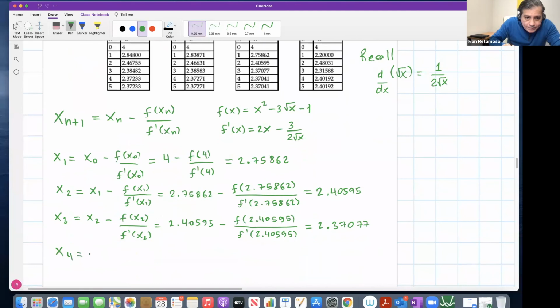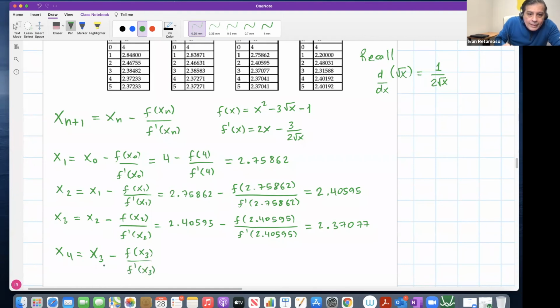X4 now. Someone wrote in the chat asking whether it would always take 3 times. Sometimes it takes 4 times, sometimes 5 times, but it's coming close. We will see. It depends on the function; some functions converge quicker than others. So let's see this one.